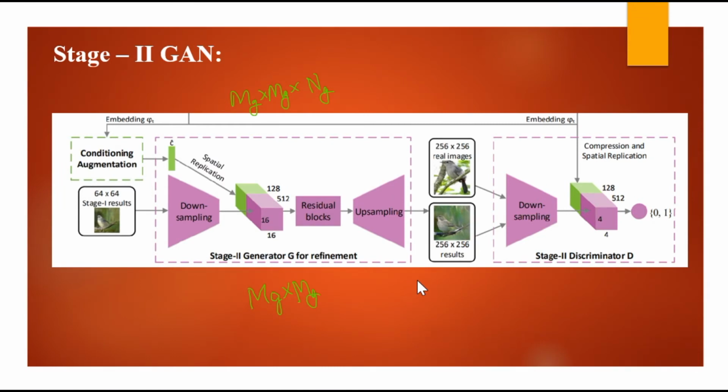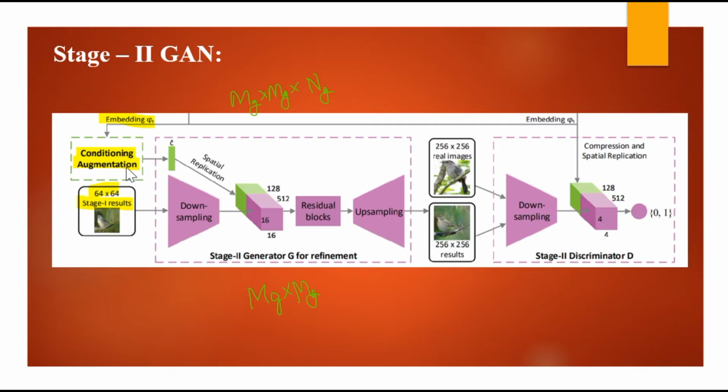This is our stage 2 GAN architecture. So as we know, the stage 2 GAN input comprises of our text descriptions as well as low resolution images that are generated by the stage 1. So the text description is encoded with the same text encoder to generate text embeddings. Now these text embeddings are passed into the conditioning augmentation block.